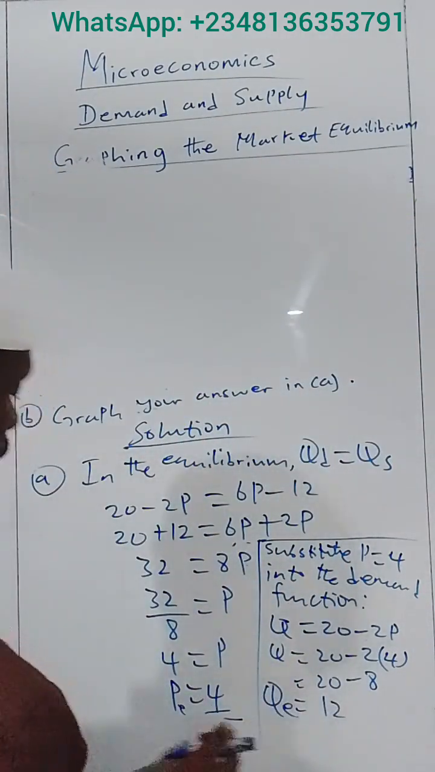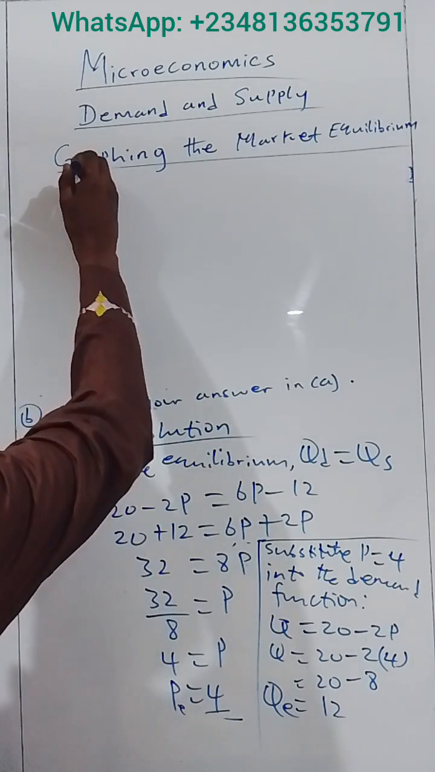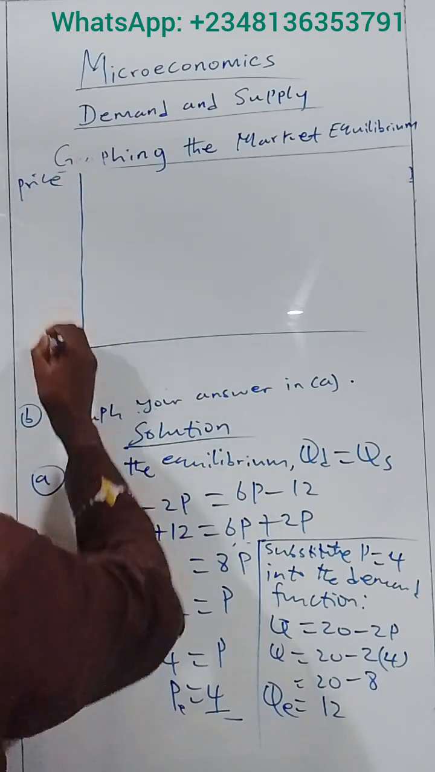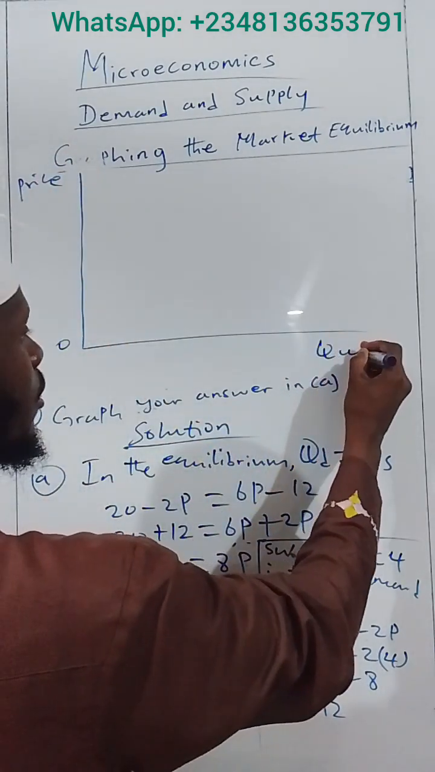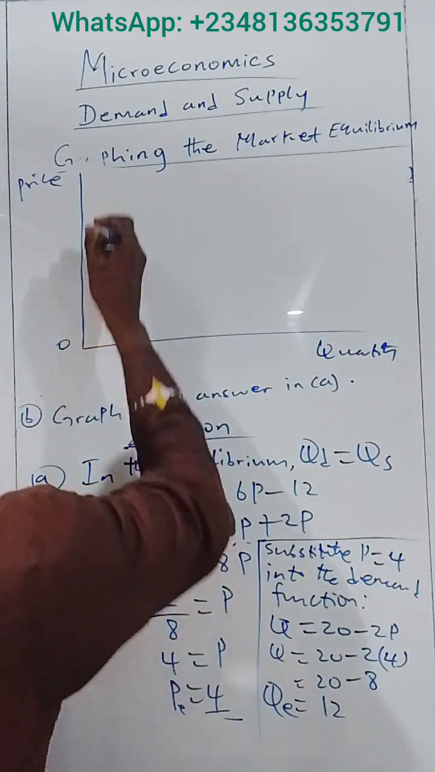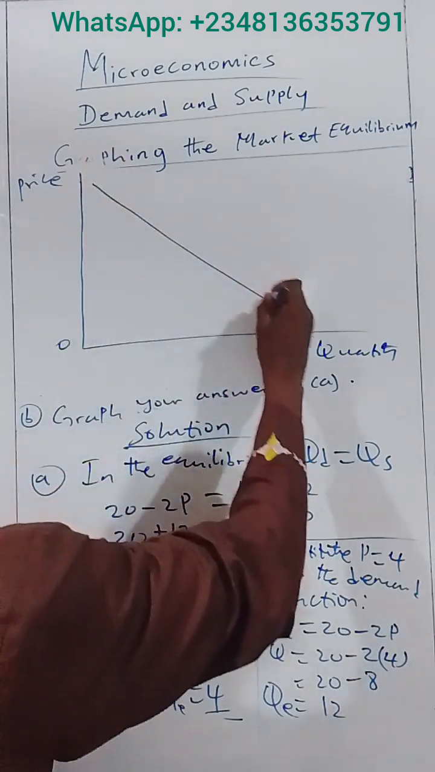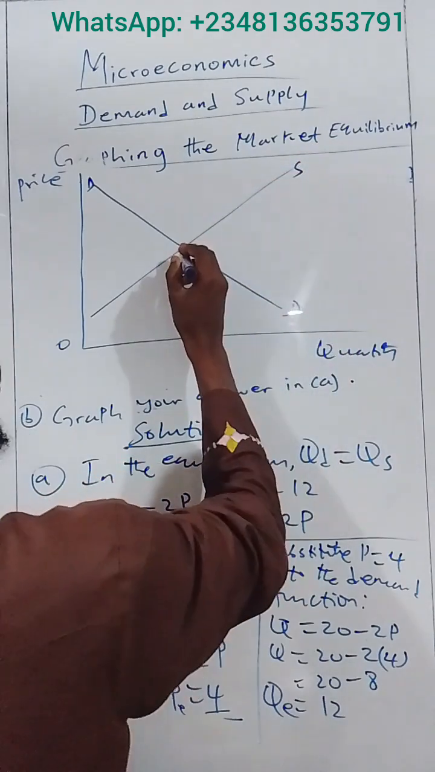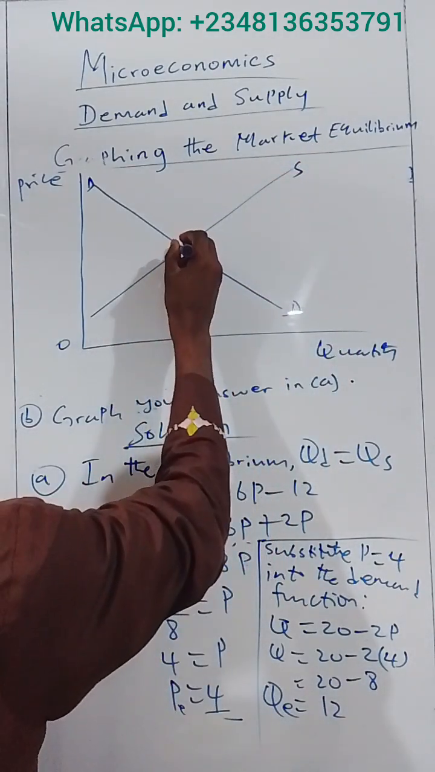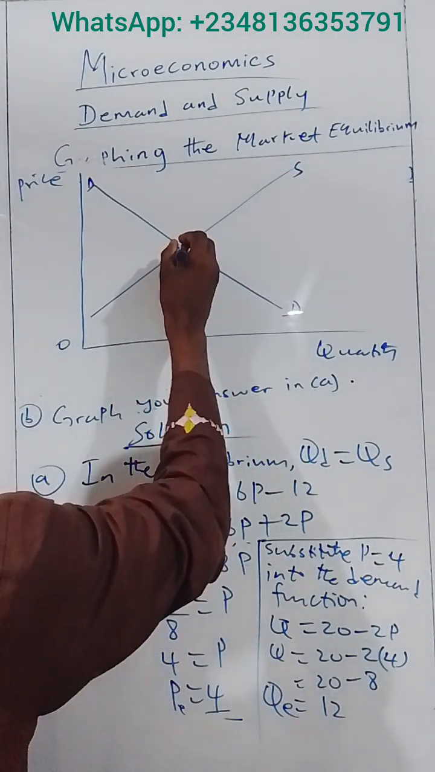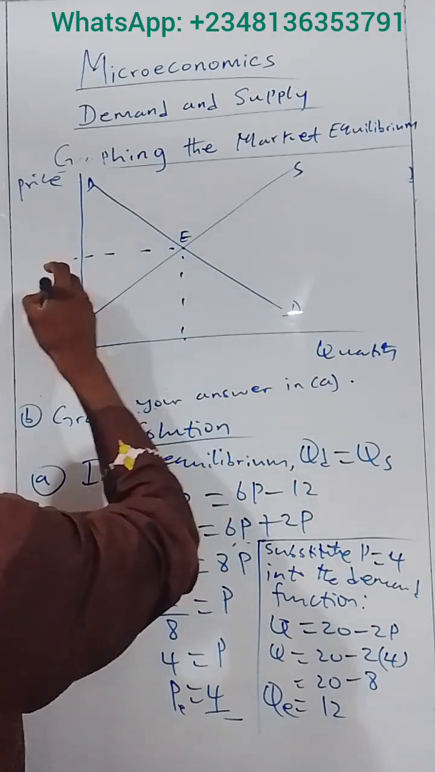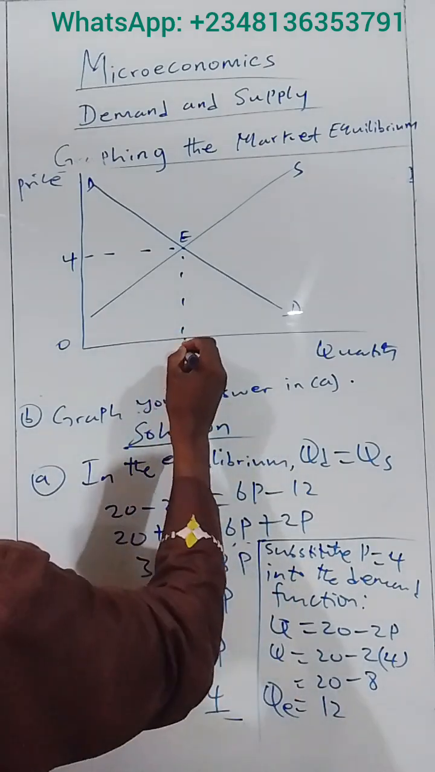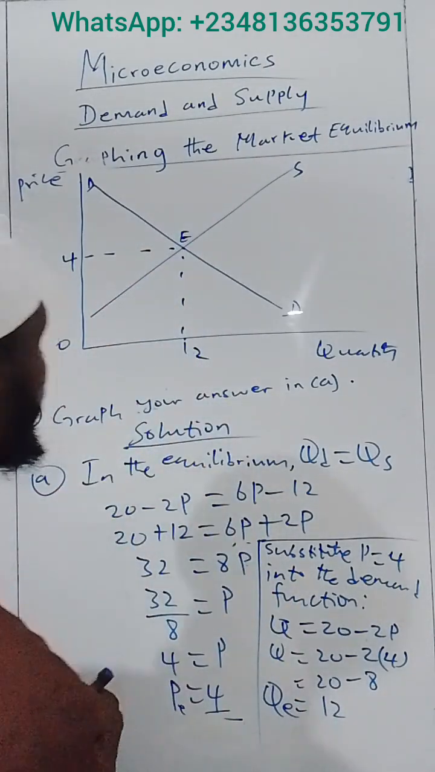So we know that we want to graph the result now. We know the equilibrium price and quantity. I can just graph like this by writing the price on the vertical axis, the origin, and the quantity on the horizontal axis. Then I draw the demand curve. This is the demand curve. Then I also draw the supply curve. And this is where they are equal, the intersection of the demand curve and the supply curve. And this point is the equilibrium. So the equilibrium price is 4, while the quantity is 12. So this is how to graph this.